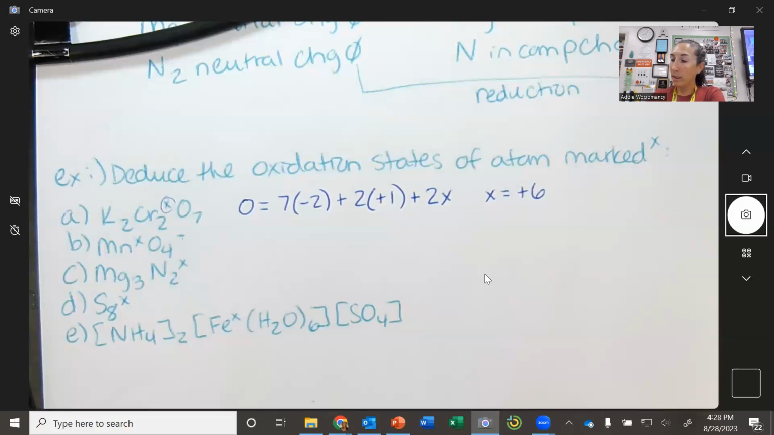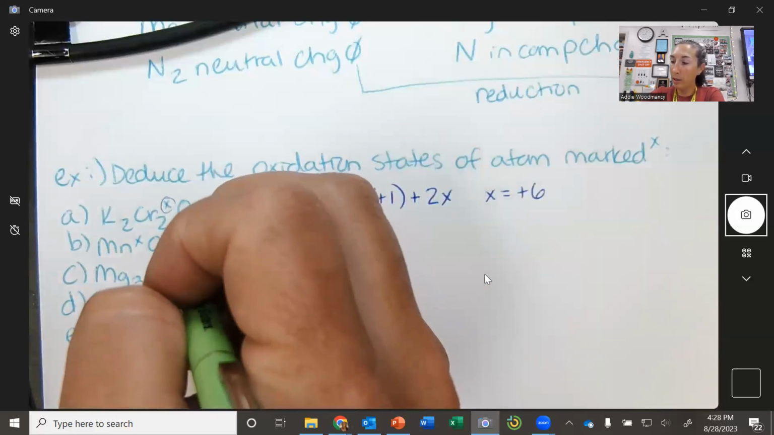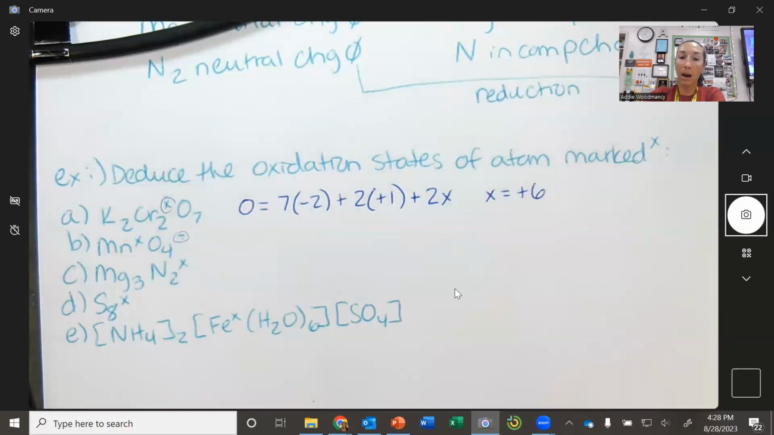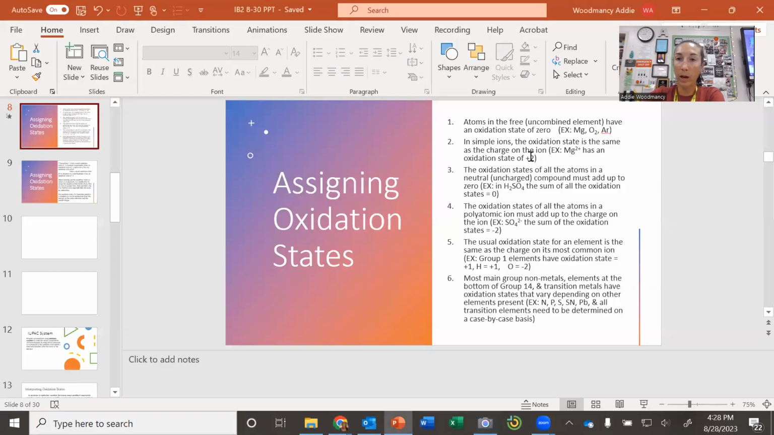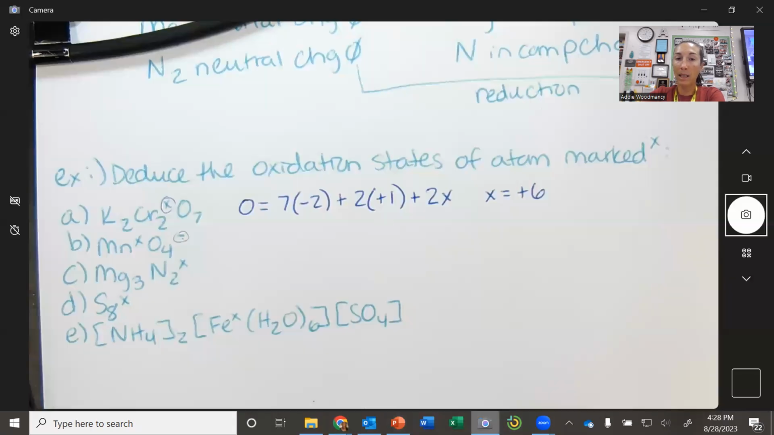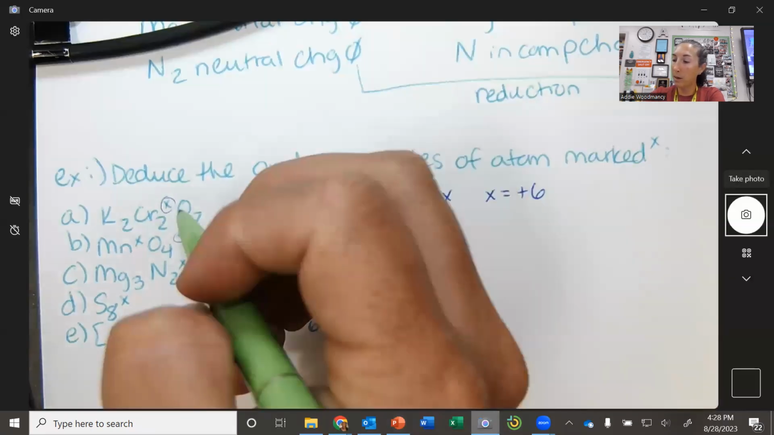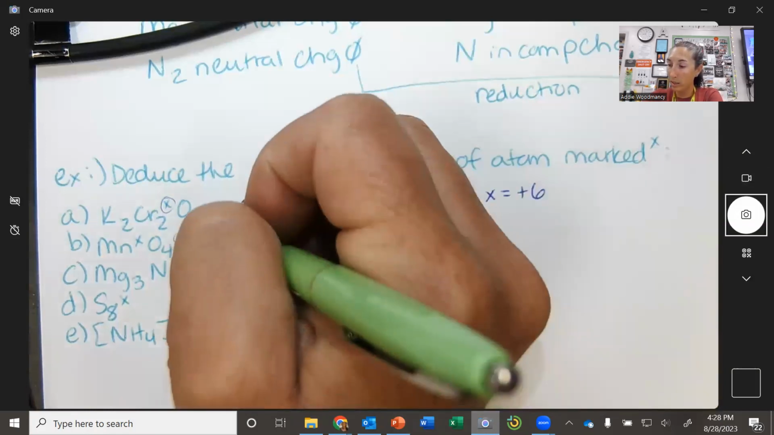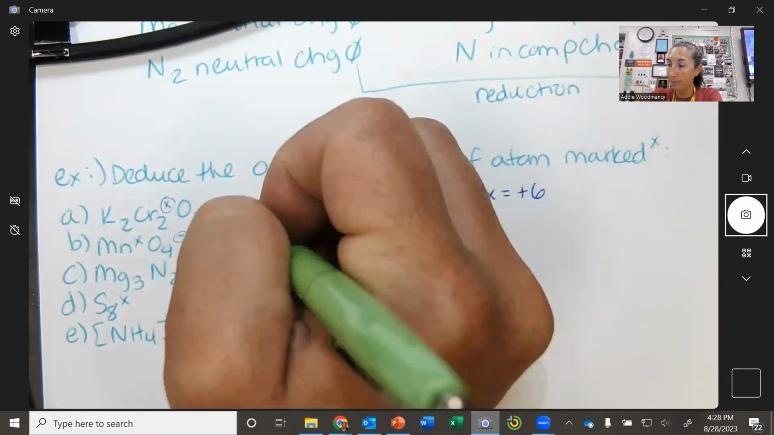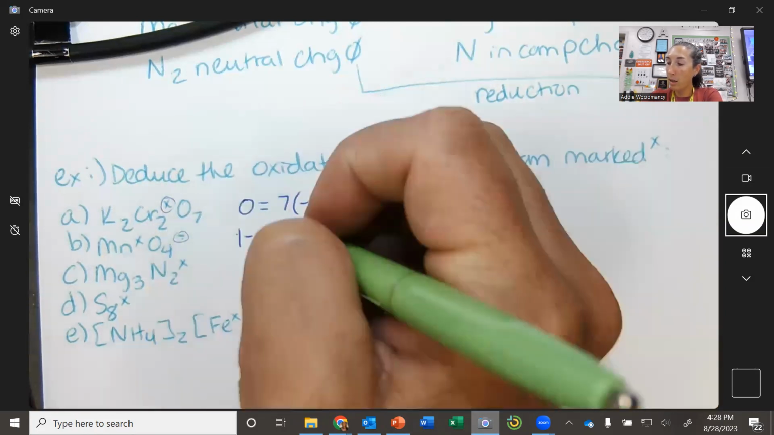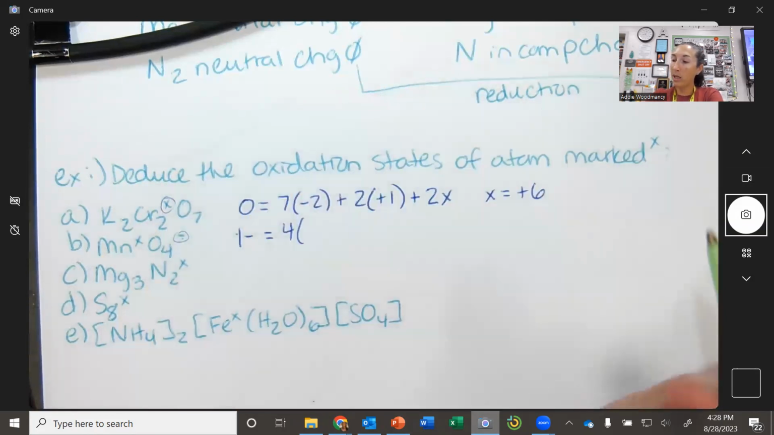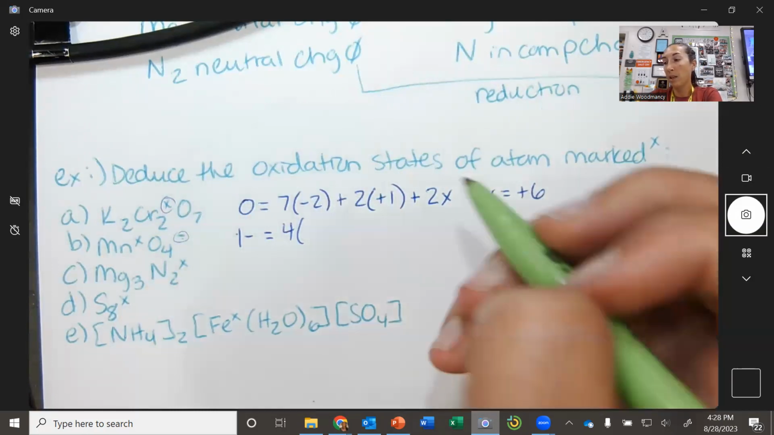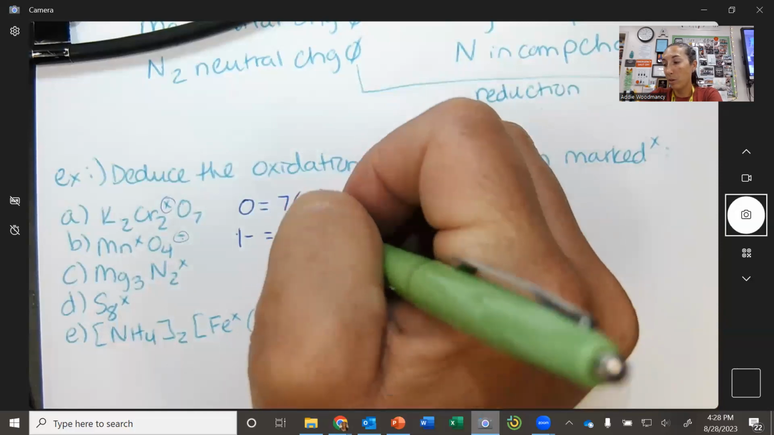So for the next one, we see that we have a charged ion. So we're going to follow rule number 4 here. That means that just like before, the sum of all of these oxidation states has to add up to the charge. So that's a charge of -1. We have 4 oxygens, which we saw in the previous example that the oxidation state and charge are the same. So for oxygen, that's -2.